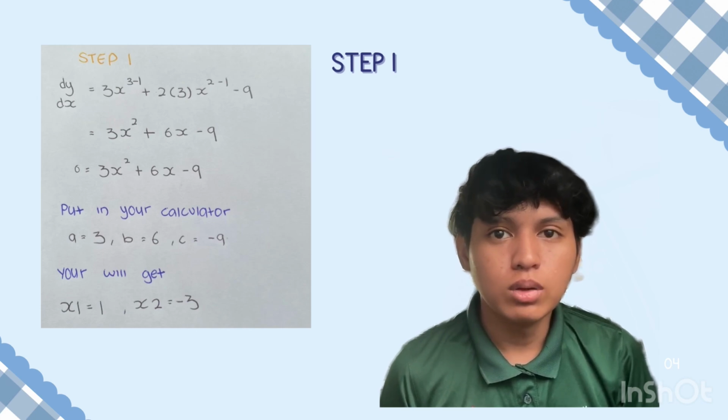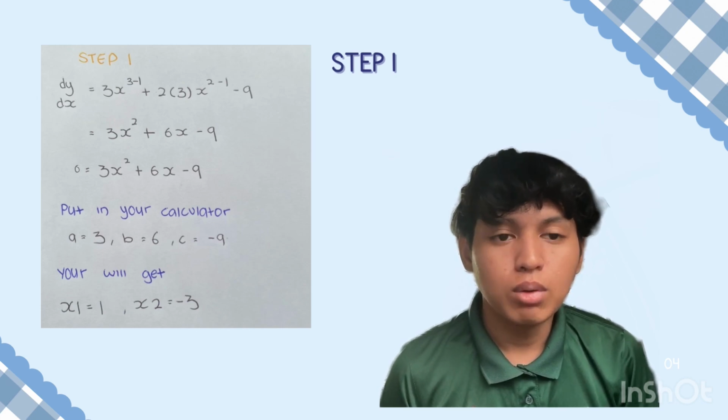Set 3x^2 plus 6x minus 9 equal to zero. Put it in your calculator: a equals 3, b equals 6, c equals negative 9. You will get x1 equals 1, x2 equals negative 3.